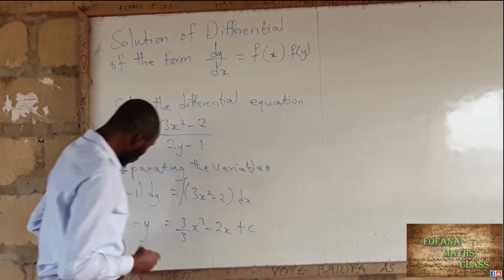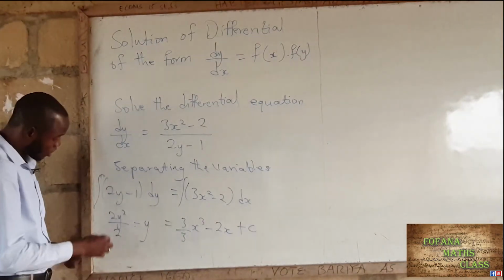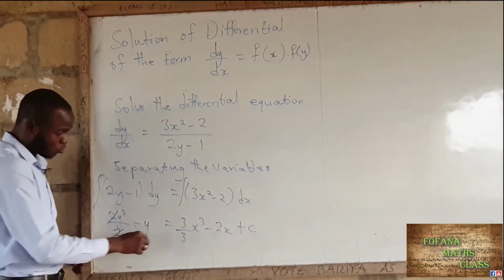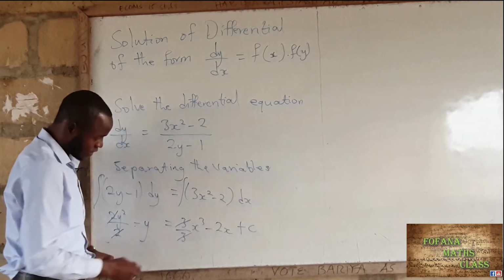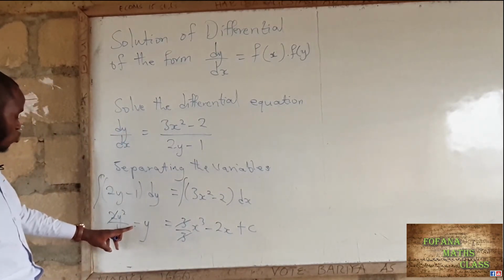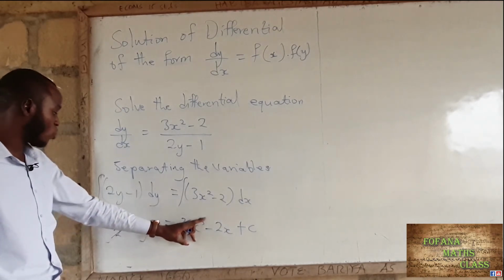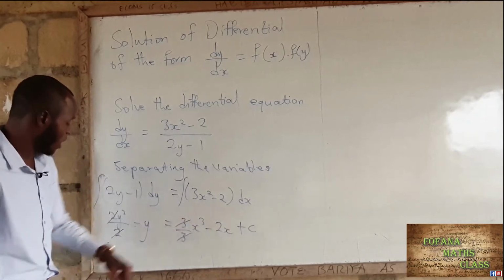Now we do simple arithmetic, simplification. The 2 cancels this 2, and the 3 also cancels this 3. Is there any other cancellation? None. So our answer will be y squared minus y equals x to the power 3 minus 2x plus c.